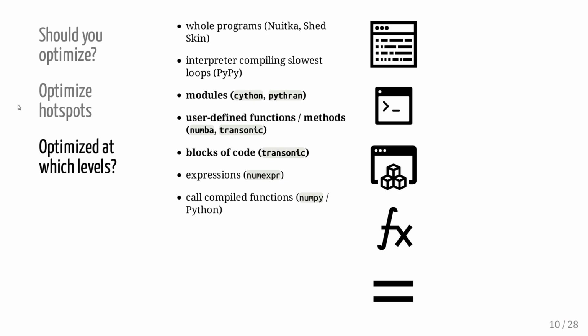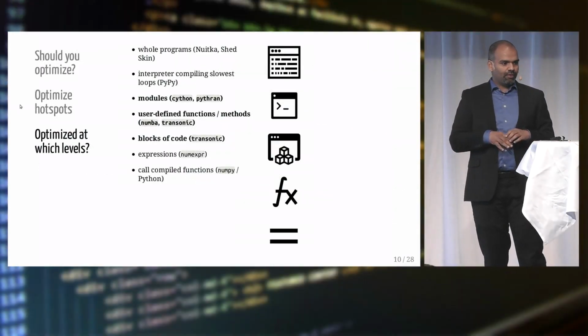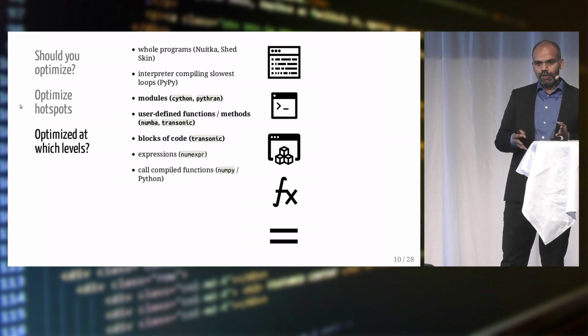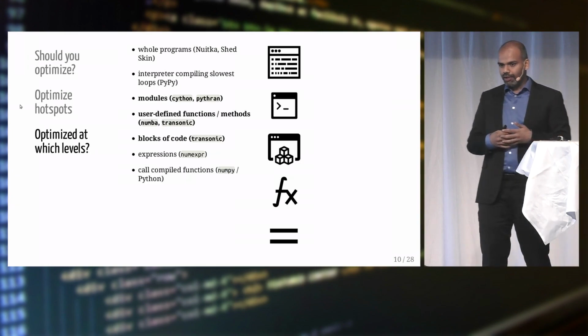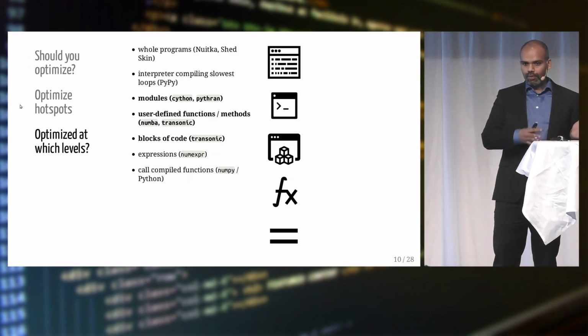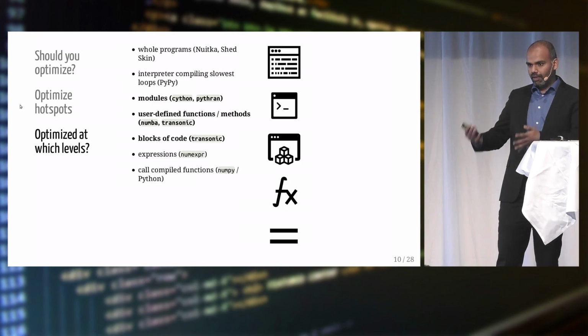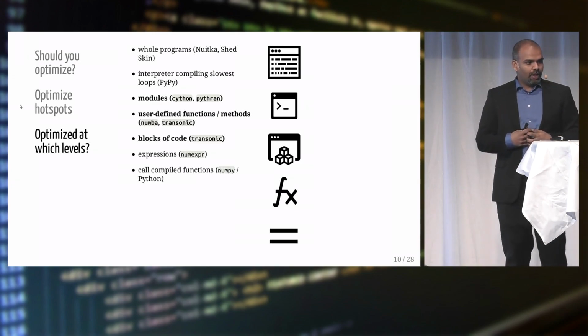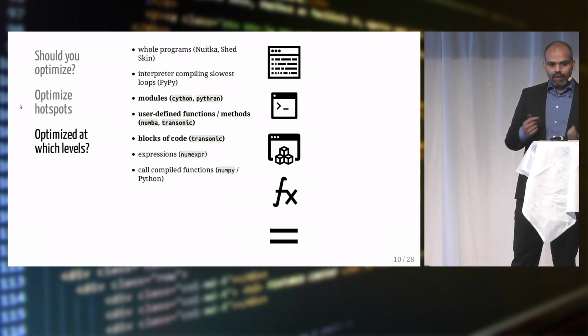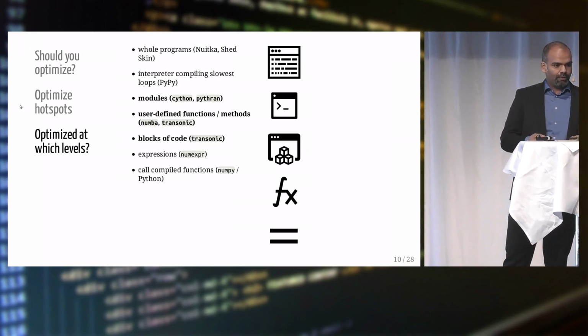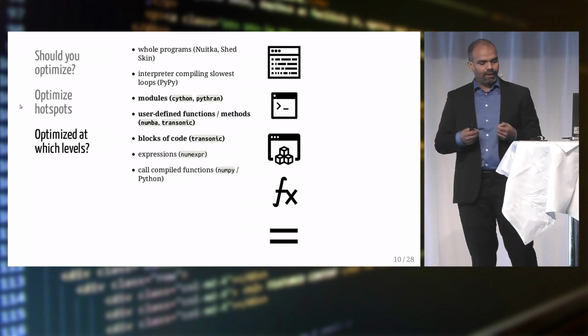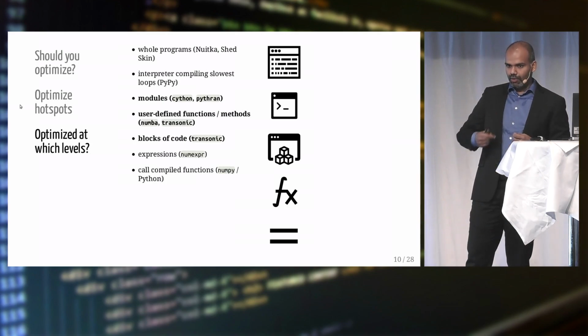Now, you can also look at it from a software perspective. How much would you be willing to optimize? You can optimize the whole code, like Nuitka was doing. It compiles the whole Python program into C. Or you can swap an interpreter, for which PyPy is really good at optimizing slow loops.